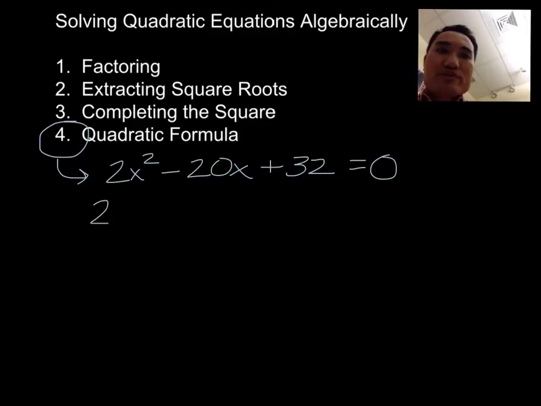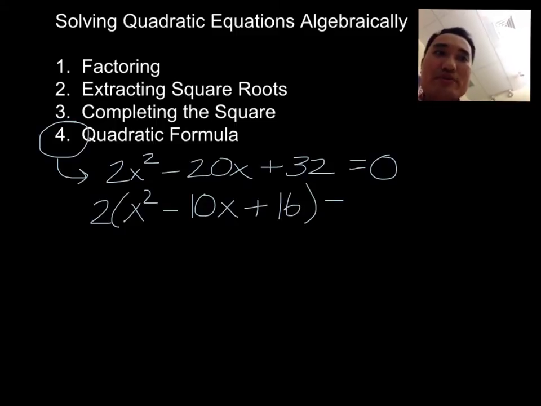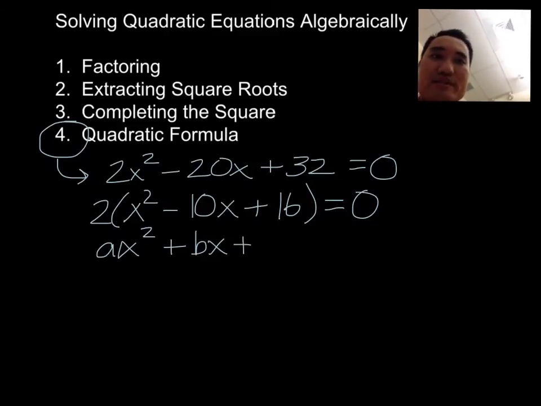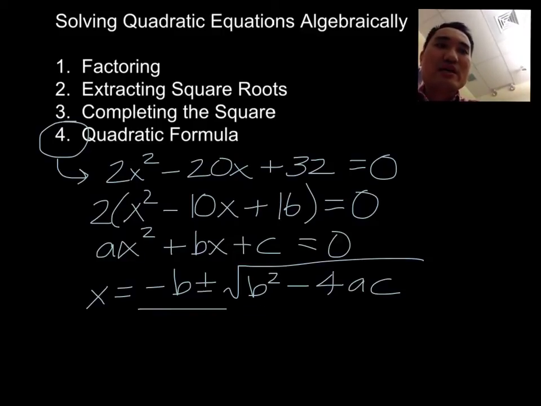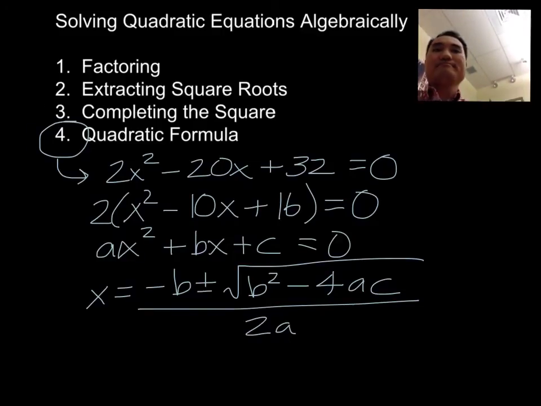Now before we do it, it's a smart idea to factor out a 2 so that we're dealing with smaller numbers. Okay? Keep in mind that in the form ax squared plus bx plus c equals 0, the quadratic formula is x equals negative b plus or minus the square root of b squared minus 4ac all over 2a.